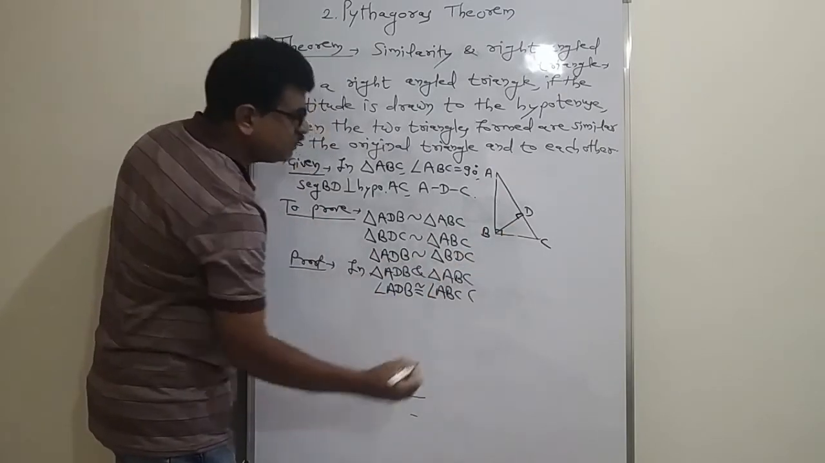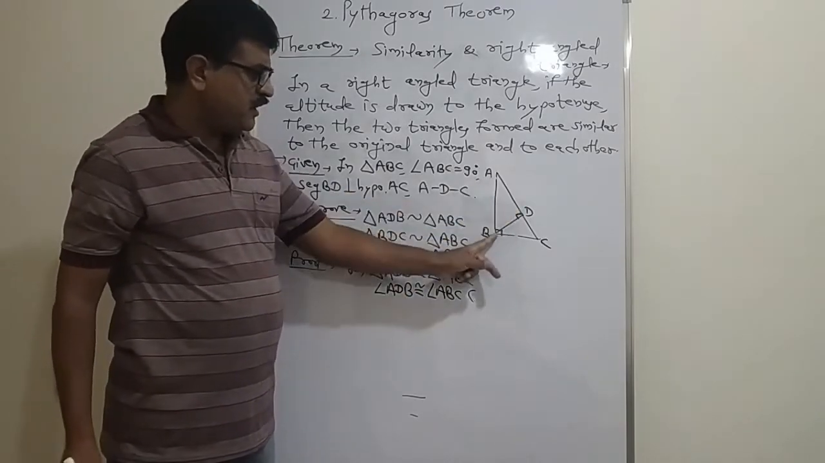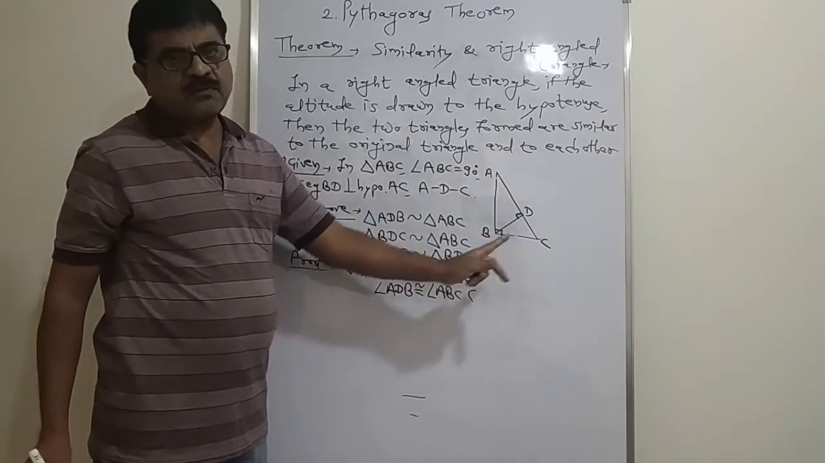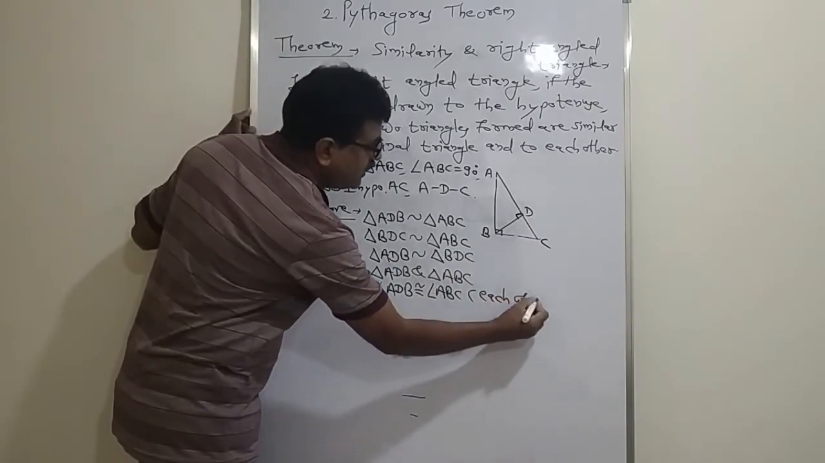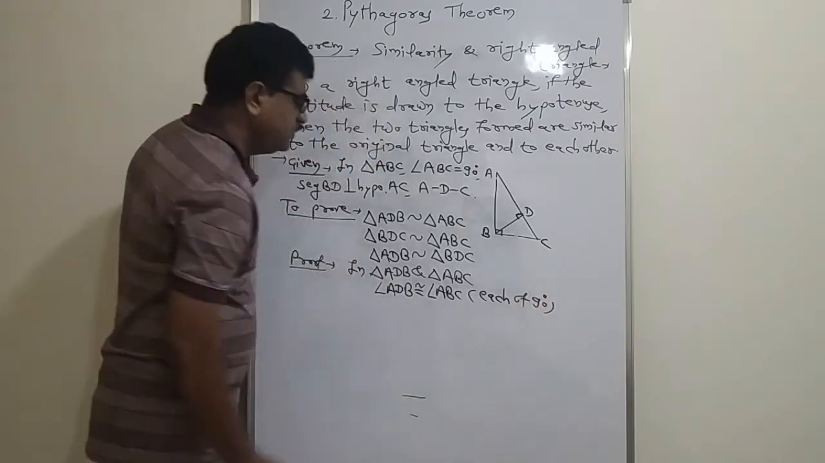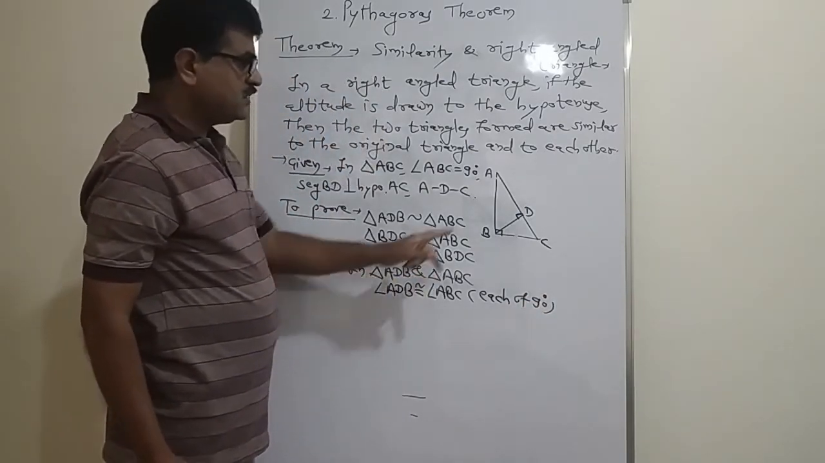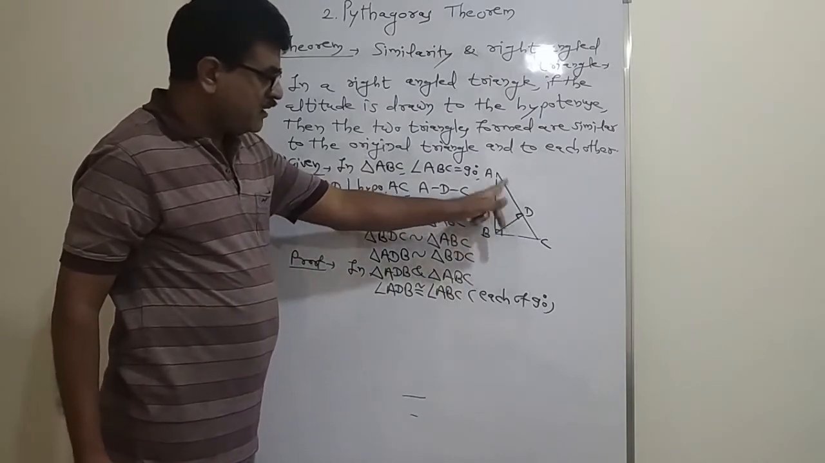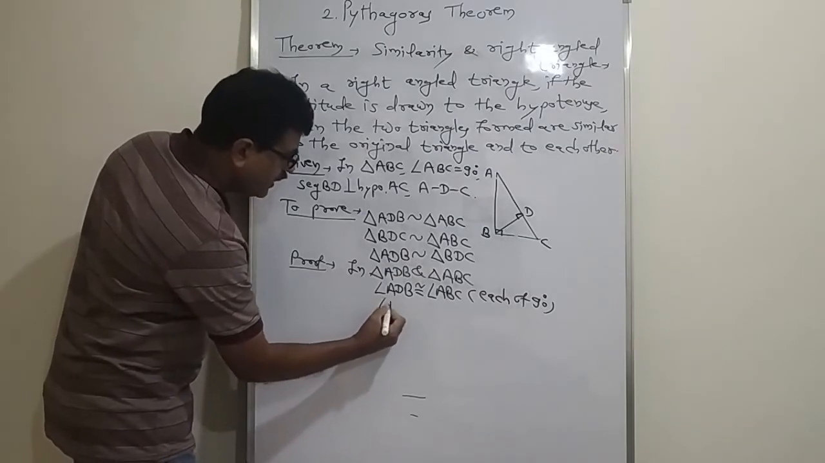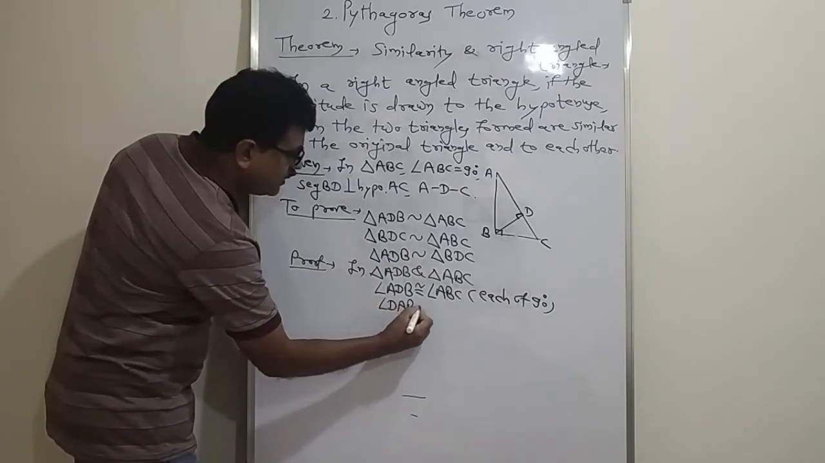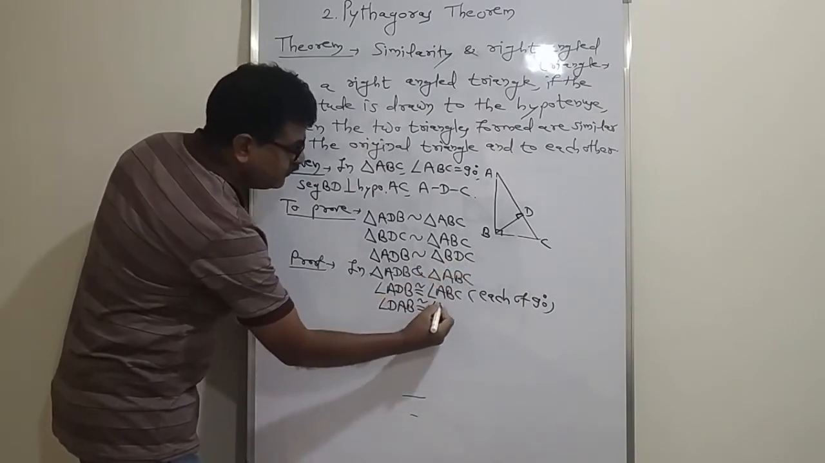Now, what is the reason? Angle ADB and ABC are each 90 degrees. Second, angle, we have to show these two angles. Angle A is common. Angle DAB is congruent to angle BAC.